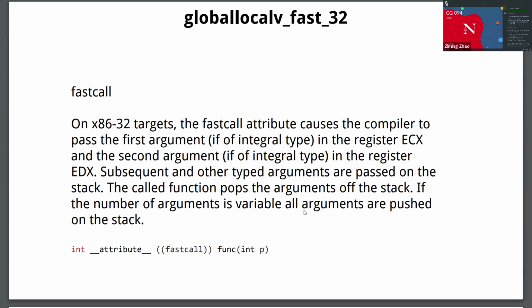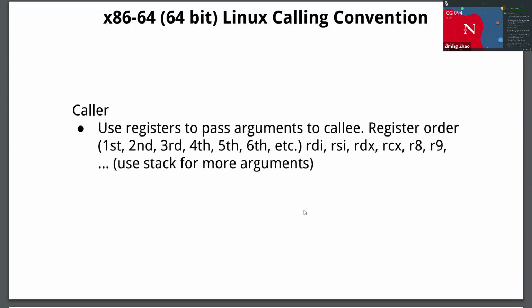In this convention, we are going to pass the first argument in the register ECX and the second argument in the register EDX instead of pushing them onto the stack. However, for 32-bit machines, we do not have so many general registers. That's why we do not really use this very often.